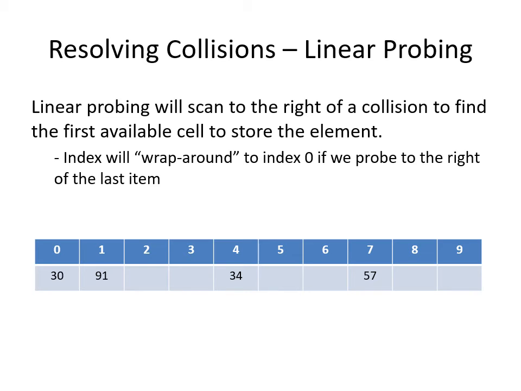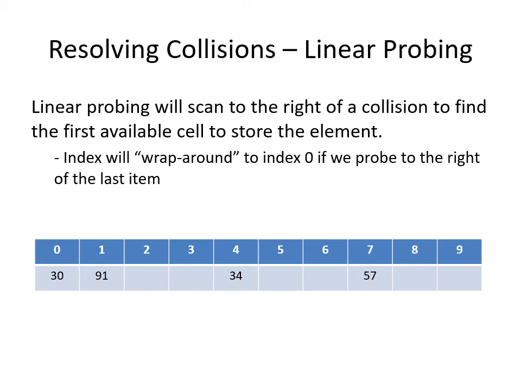If you happen to be at the end of the array and in trying to probe over to the right, there is no next index, we just wrap back around to index 0. So with then doing a search afterwards, we'll use the same strategy. We'll look at the spot where we really want to find it, and if it's not there, we'll probe to the right until we do.